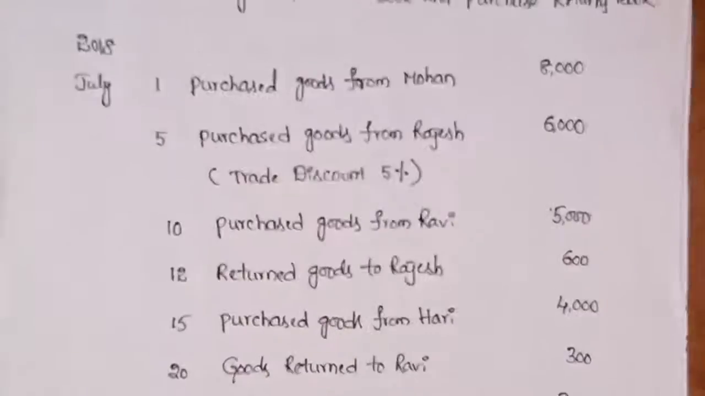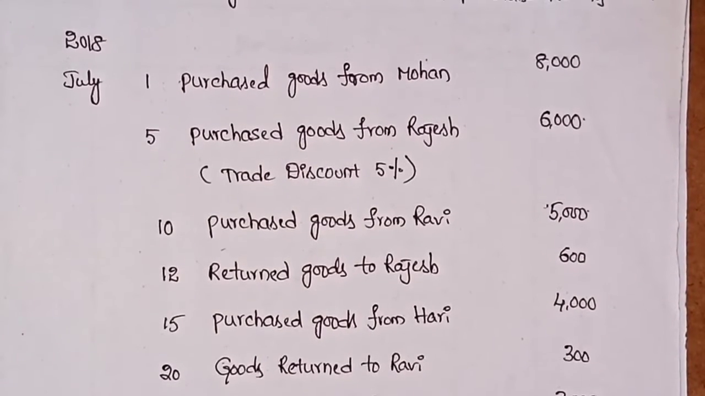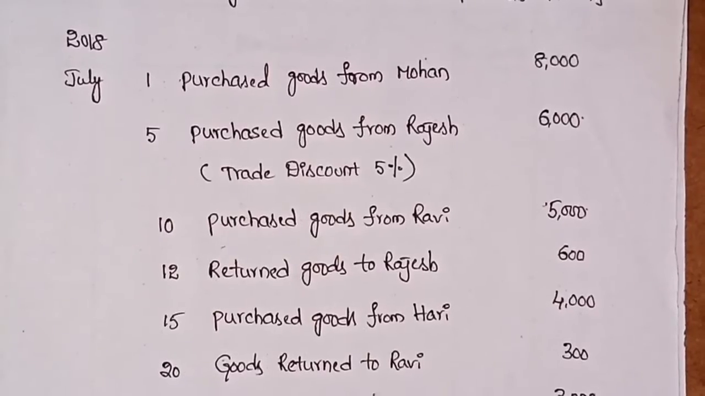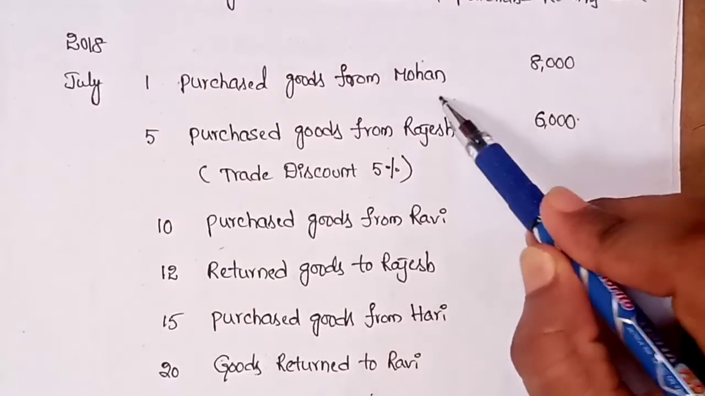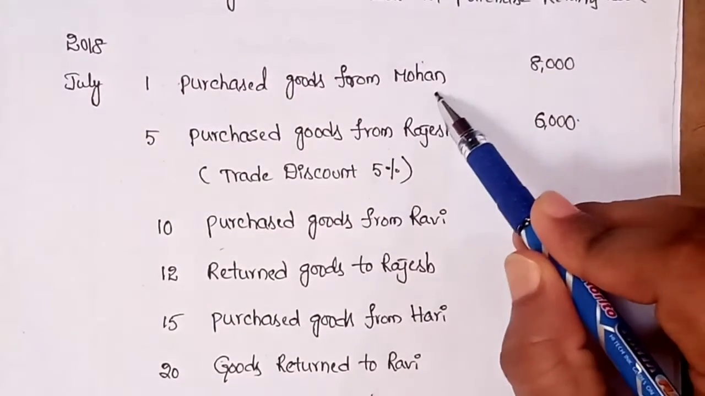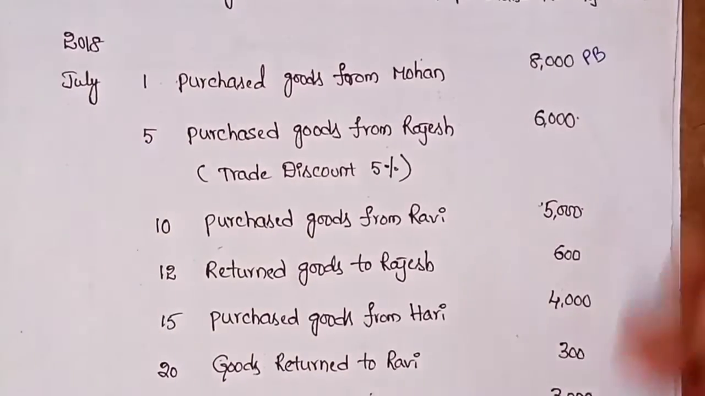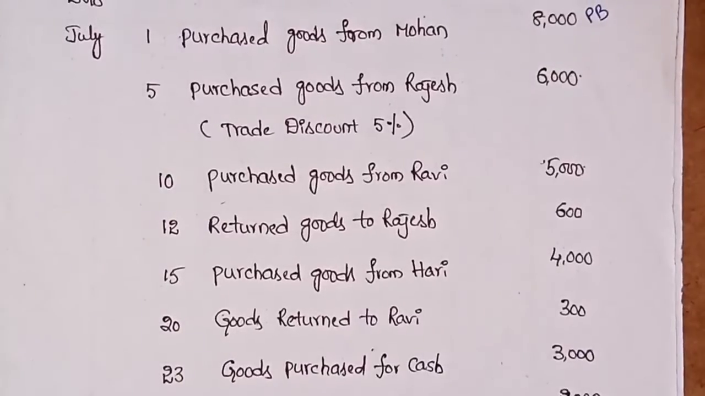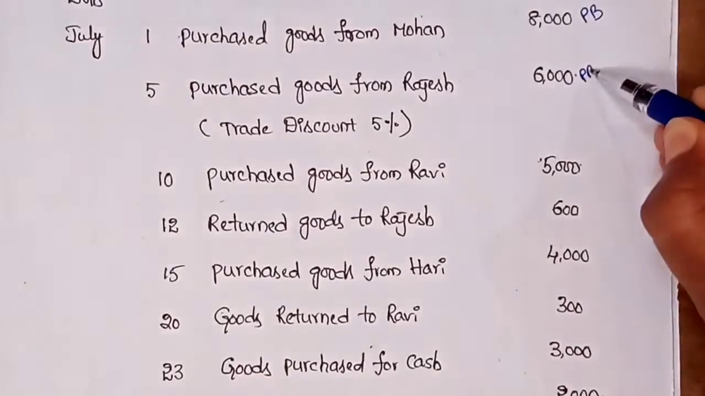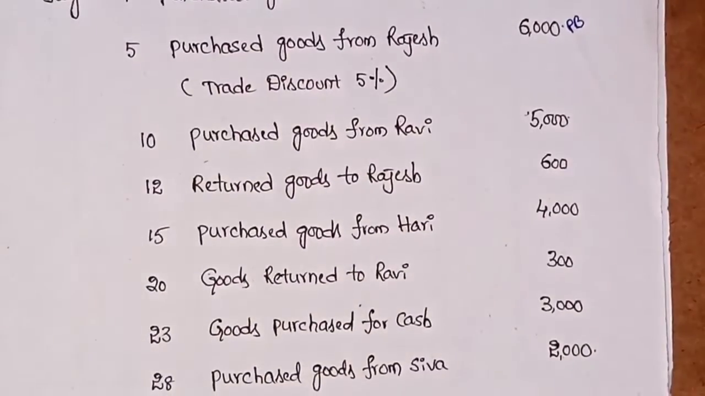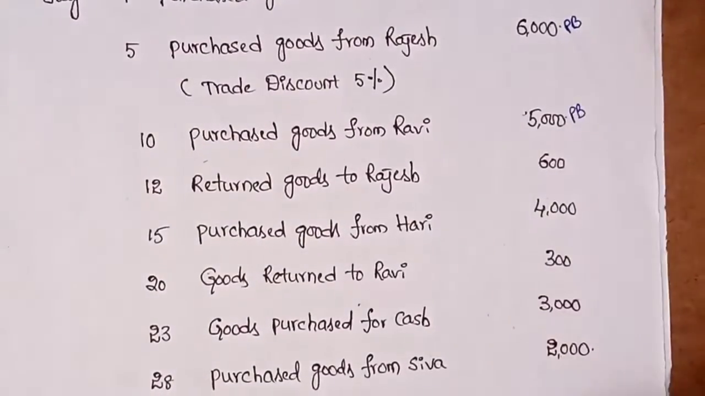These are the transactions. First of all, let's identify which transaction is to be recorded in purchase book and which transaction we should record in purchase returns book. First of all, purchased goods from Mohan. This is a purchase transaction. Moreover, it is a credit transaction. That means we record in purchase book. Next, purchased goods from Rajesh. This is also a credit purchase transaction. That's why this is also recorded in purchase book. And next, purchased goods from Ravi. This is also a credit transaction. That's why record in purchase book.